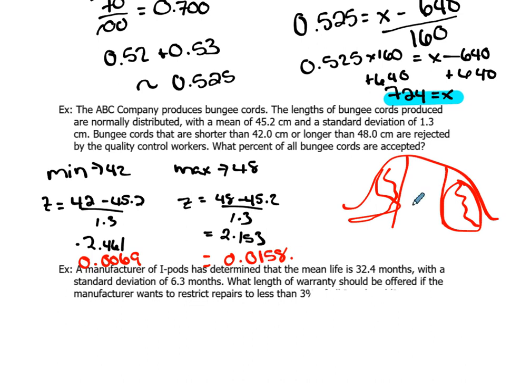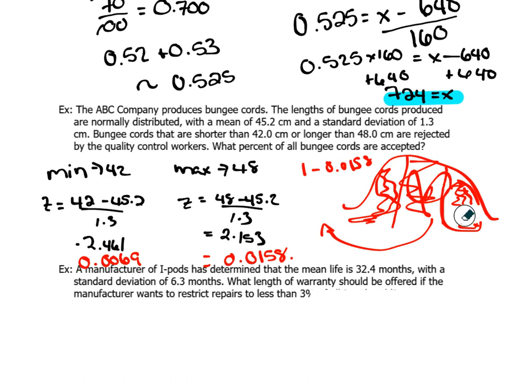This number here gives me everything to the left of it. So if I take it and I go 1 minus the 0.0158, it's going to give me everything to the right of that, which is what I want, because that tells me how many were rejected. This tells me how many were rejected. So now I want to know how many are accepted. So if I figure out the right value, I can add the two together, and the middle part is what's going to be my accepted value.